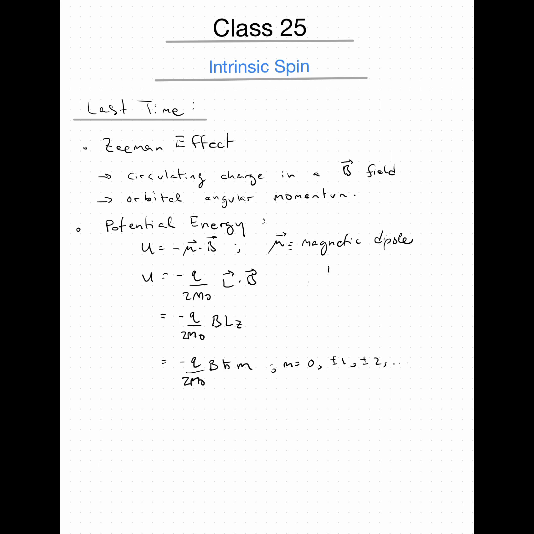And recall that the magnetic moment is the area times current, and it can be rewritten as Q over 2m naught times angular momentum for some circulating charge. That's what we did last time, and we'll try to connect the L with this thing called intrinsic spin, which we'll talk about now.